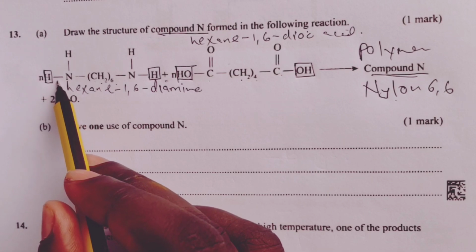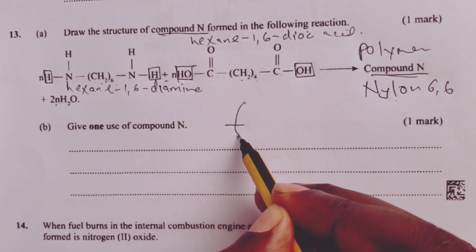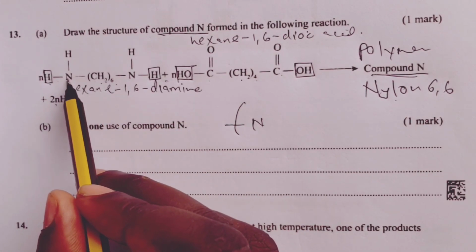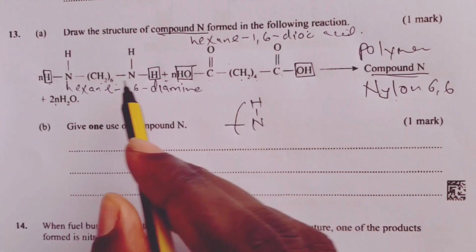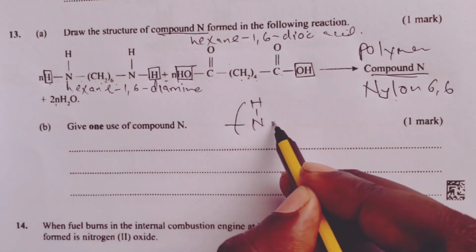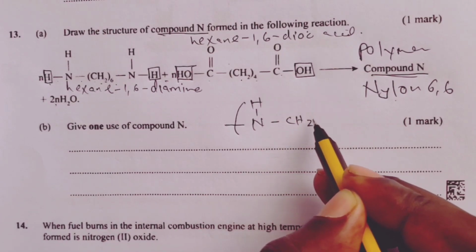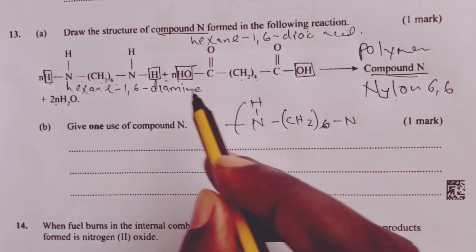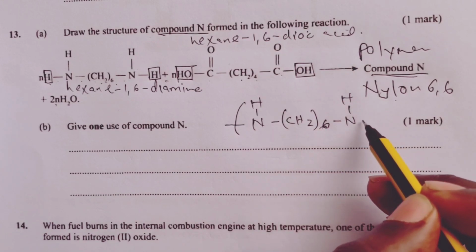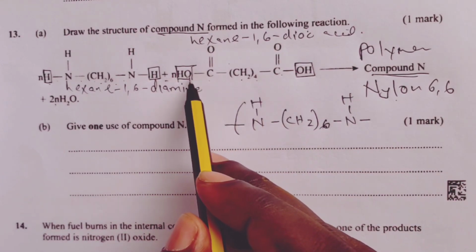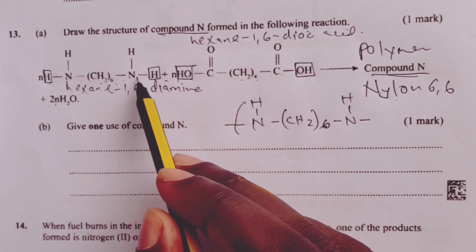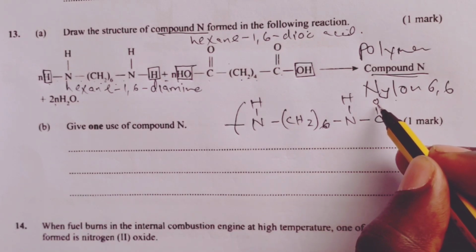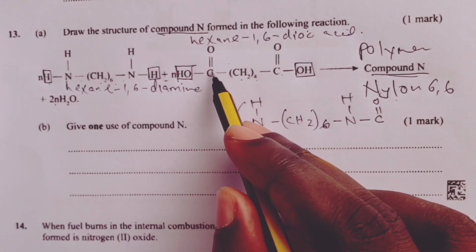We now have N, because this H has been used with the OH to form water. So we now have N remaining linked to H up here. Then we move here, we have CH2 appearing 6 times. We proceed here, N linked to H, and then this N now we shall link to the remaining part of monomer 2. So from N we move all the way to C, covalently bonded to oxygen via double bond.